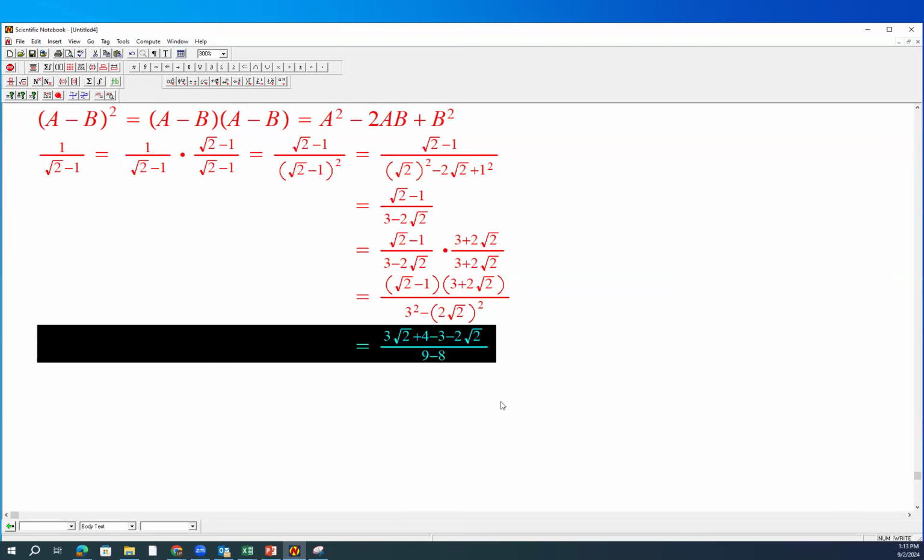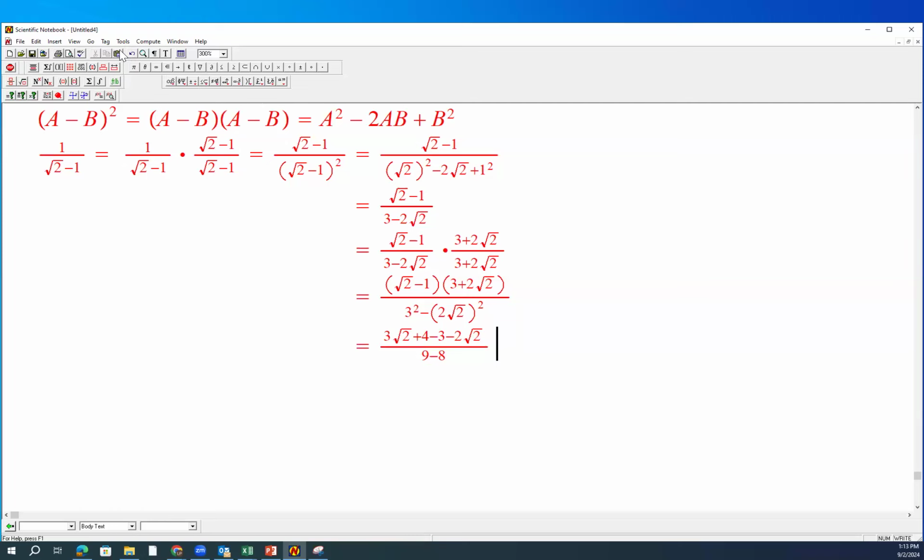Now, what do we get next? 9 minus 8 is 1. Okay, we can omit that denominator. And this makes 1. And 3 times root 2 minus 2 times root 2, so we just get root 2 plus 1. So in the end, we get root 2 plus 1. It's still the right answer. Okay, it is indeed the long way.